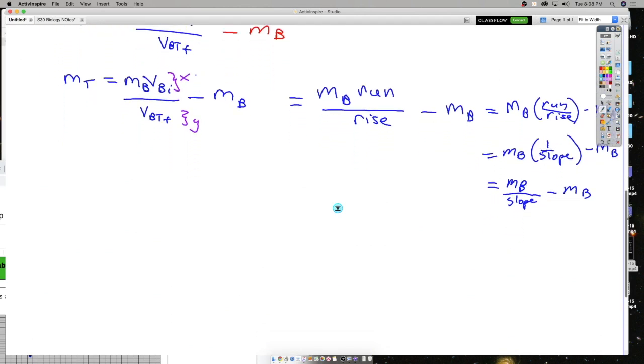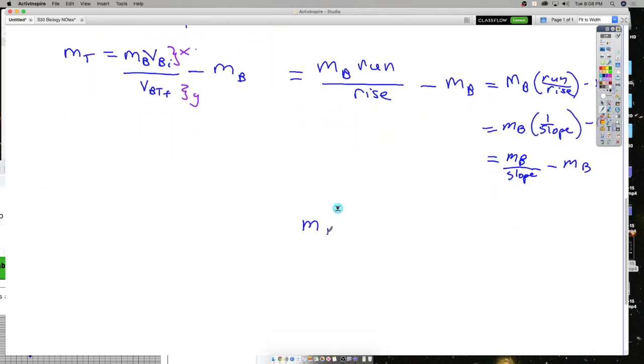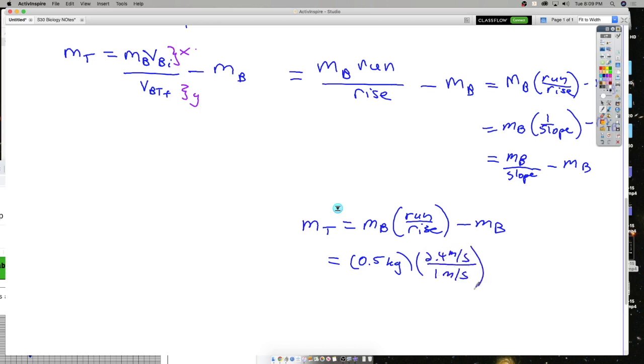So now we just got to sub in our variables, okay? So the m, the mass of the target glider, is going to be equal to, like we said, the mass of the bullet glider times run over rise, subtract the mass of the bullet glider. We have all of those variables. The question gave the mass of the bullet glider as 500 grams or 0.5 kilograms. We just found the run to be 2.4 meters per second and the rise to be 1 meter per second. Look at that, meters per second cancels with meters per second. We're going to be left with units of kilograms. What are we looking for? A mass. Very good. We should be getting units of kilograms.